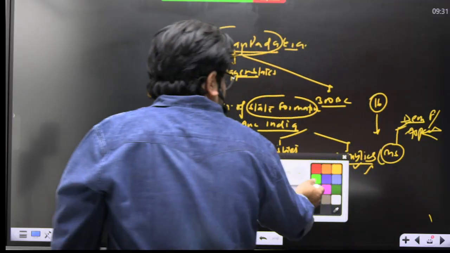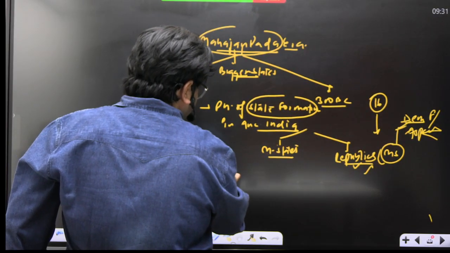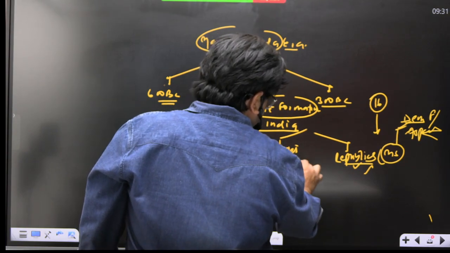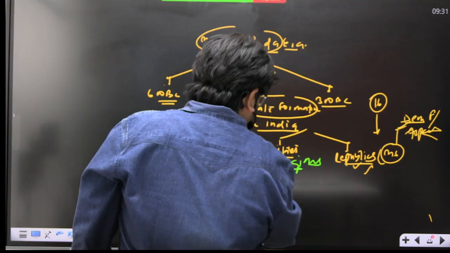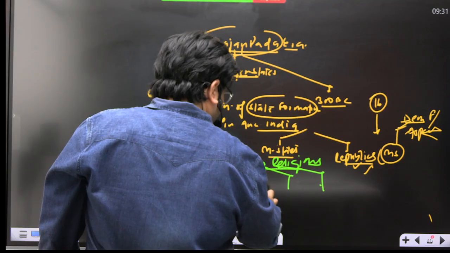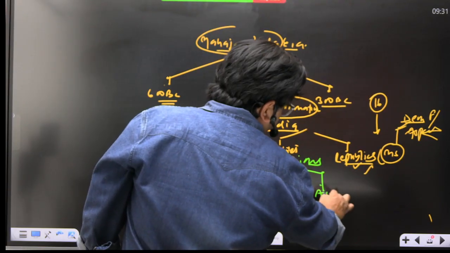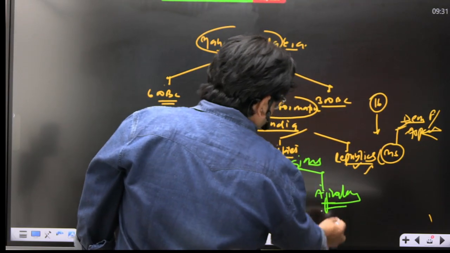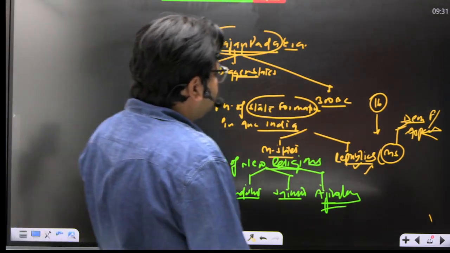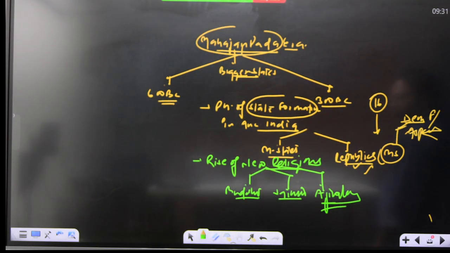The second chapter that we need to study here is the rise of new religions during this period. The important new religions are Buddhism, Jainism, and Ajivakas. So we need to study the rise of these new religions: Buddhism, Jainism and Ajivakas.